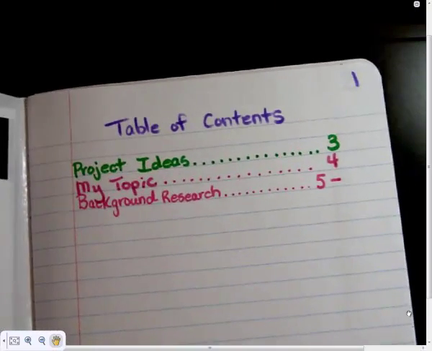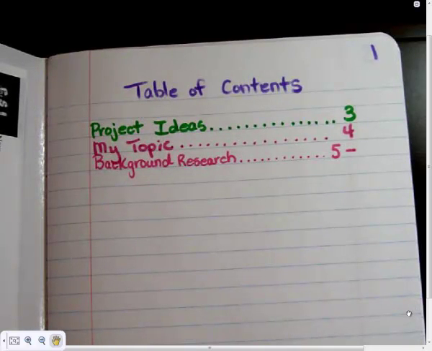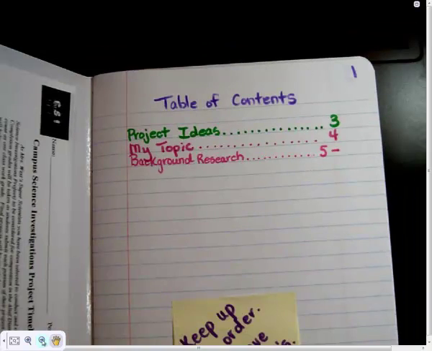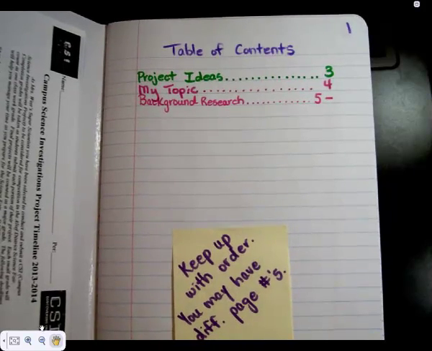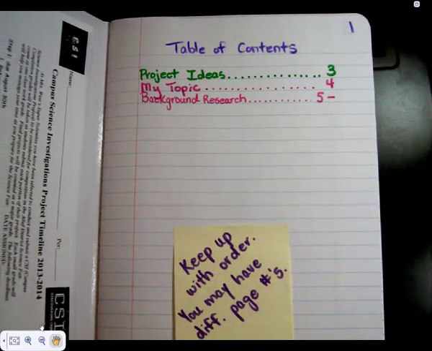On your table of contents, you can go ahead and set up for the background research, which should start at page 5. The other thing I want you to take note of is that from now on, you are going to keep up with the order on the table of contents, but you may start having different page numbers than me. I am no longer going to put my page numbers because it may take you 10 pages to do background research and the next person may only take up 2 pages. So from this point, I'll keep a table of contents, but I'm not going to be putting page numbers.